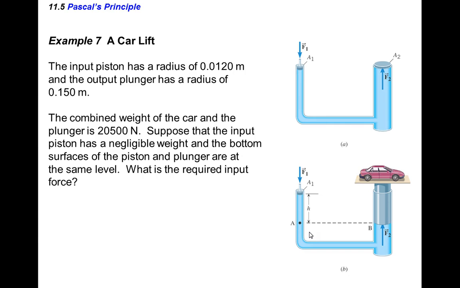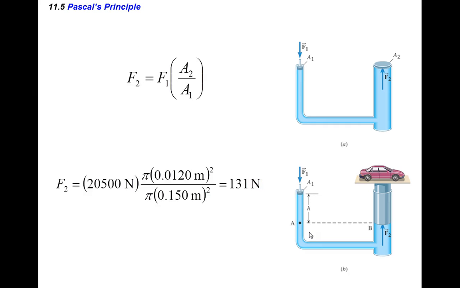The input piston has a radius of 0.0120 meters. The output plunger has a radius of 0.150 meters. So if the combined weight of the car and the plunger is 20,500 newtons, suppose that the input piston has negligible weight and the bottom surface of the piston and the plunger are at the same level, what is the required input force? So again, pi r squared, so we have to make sure we do the area part correctly. But you can see here that I'm magnifying my input force by a lot to get to this output force.